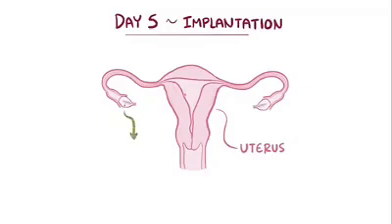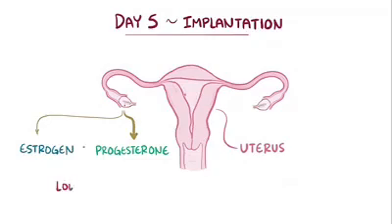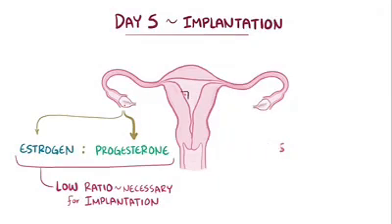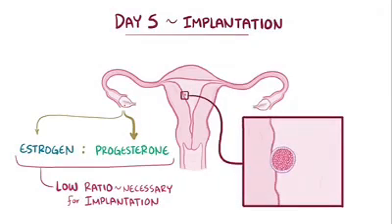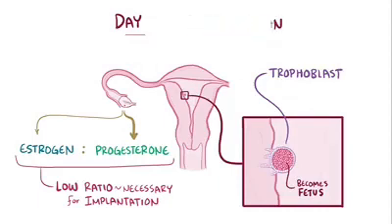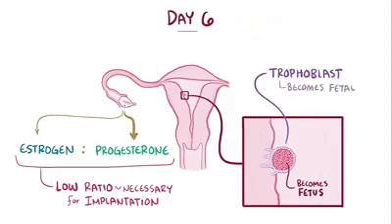Around this time, the corpus luteum makes a lot more progesterone relative to estrogen, and the low estrogen to progesterone ratio is necessary for implantation. At this early stage, there are 2 parts of the blastocyst, an inner set of cells that go on to become the fetus, and an outer set of cells called the trophoblast that burrow into the endometrium on day 6 and eventually develop into the fetal part of the placenta.